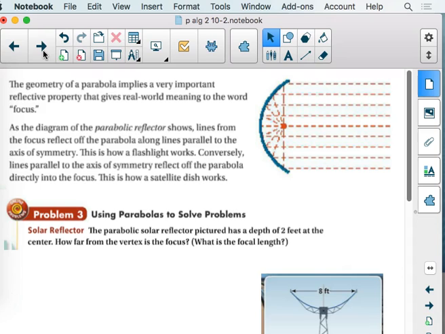So as the diagram of the parabolic reflector shows, lines from the focus reflect off the parabola along lines parallel to the axis of symmetry. This is how a flashlight works. Looking backwards, you've got that bulb in the center and focus, and it hits the parabola and projects forwards. Conversely, lines parallel to the axis of symmetry reflect off the parabola directly into the focus, and that's how that satellite dish works. So they use the properties of this parabolic figure to get an intensity that they want.